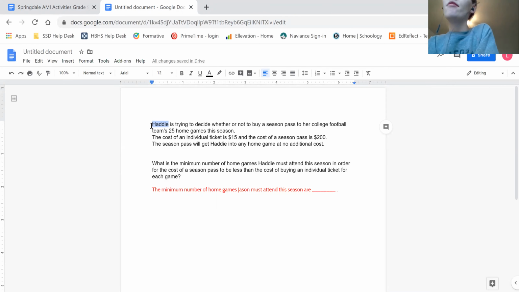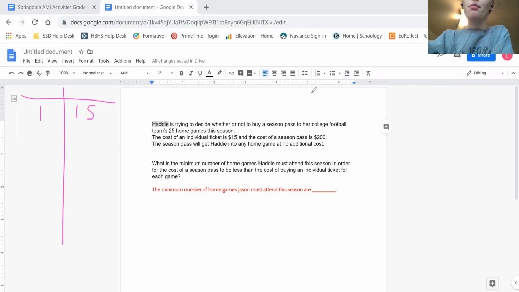So basically, I'm going to annotate this, start doing some work. Let's do some hot pink. So if Hattie goes to one game, she is going to have to pay $15, right? Number of games, how much money. So now, again, this is going to be the same format. I'm just using different numbers so that you can go back and apply how to do this problem to the problem before. So if she went to one game, it would cost $15. At that point, it wouldn't be worth it.